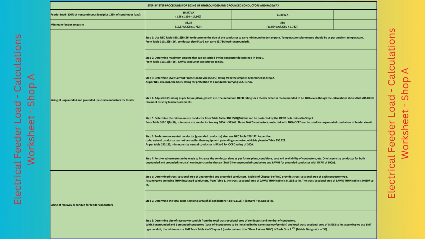This drawing outlines a step-by-step procedure for sizing ungrounded and grounded conductors, and raceways for feeder circuits. It provides detailed calculations based on NEC standards, including determining minimum feeder ampacity, selecting conductor sizes, adjusting for temperature and future load considerations, and determining conduit size. The table also includes references to NEC tables for current protection device ratings, cross-sectional areas, and conductor sizing, ensuring proper design and compliance for safe and efficient feeder installation.